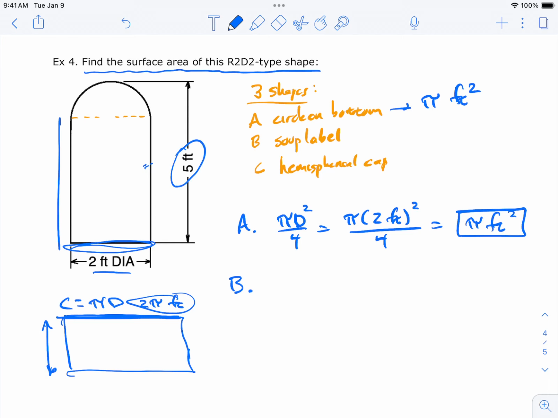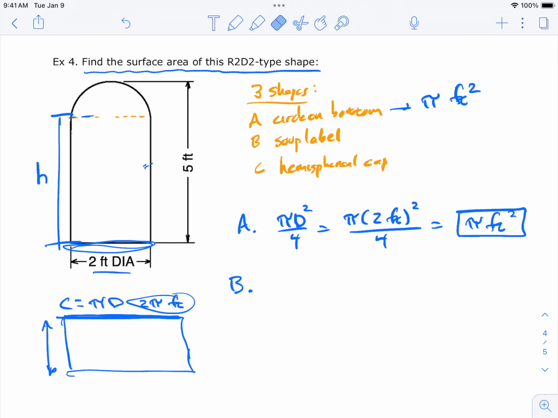Notice it's not 5 feet. The soup label only goes up to here. So what do we do then? We have to somehow back up. We have to back off the dimensions, so to speak. We have to figure out, well, how tall is this? I'll call this an h or whatever. It looks like a nice flush fit here, right? So the hemisphere is fitting onto the cylinder nice and flush-like, right?